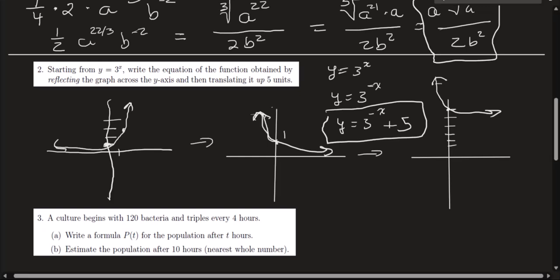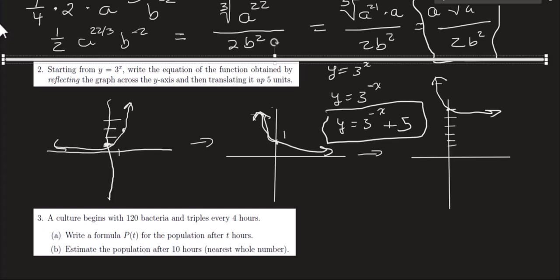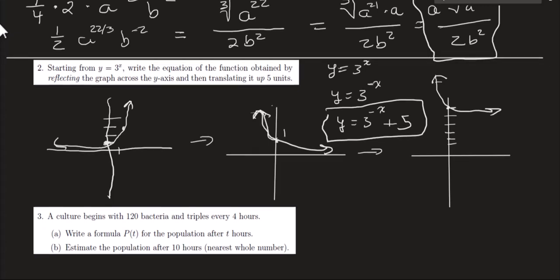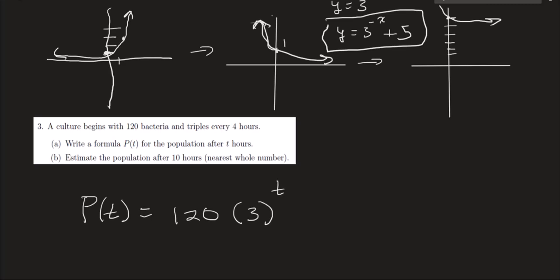Alright, so now let's do the next one. So the culture begins with 120 bacteria and triples every 4 hours. So write a formula P of T for the population after T hours. Okay, so we have P of T. It's starting with 120, and it's going to triple every 4 hours. Estimate the population after 10 hours to the nearest whole number.